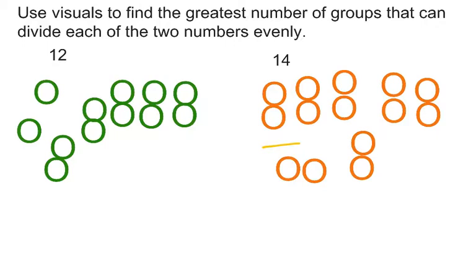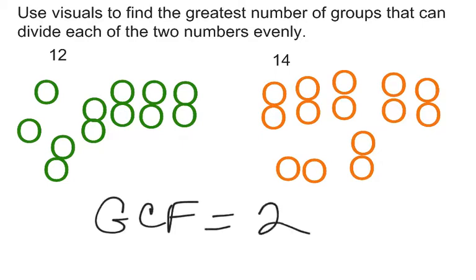So my greatest common factor, using my visual aids, I can see for this is 2. So my greatest common factor between 12 and 14 is 2. And this is one way where you can use manipulatives to show why greatest common factor can work.